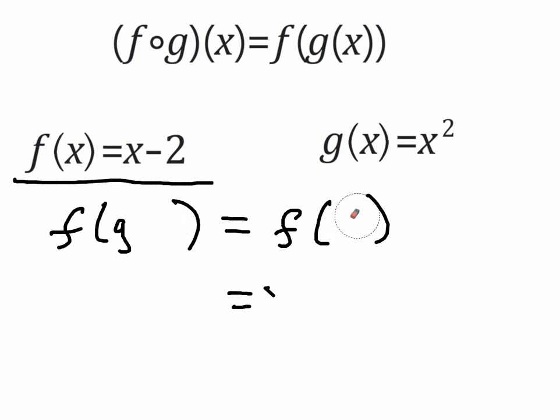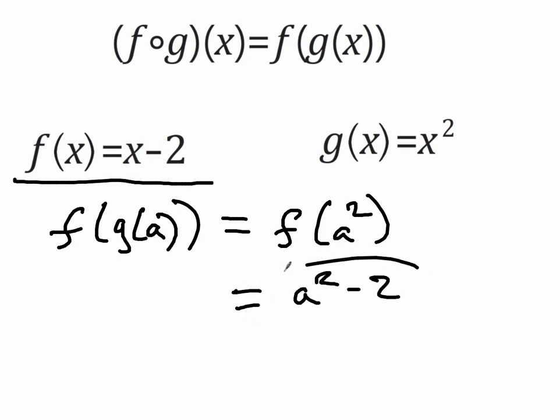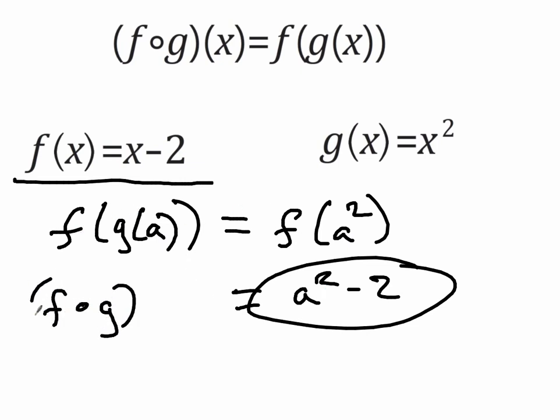This might be a little bit easier if I used a different variable. Let's say f of g of a. Well, if you plug a into g, you get out a squared. Now f, let's plug a squared into f. If we plugged in a squared here, that would be the same as a squared there, and we would get a squared minus 2 out. So f of g of a is equal to a squared minus 2. That would be our rule.